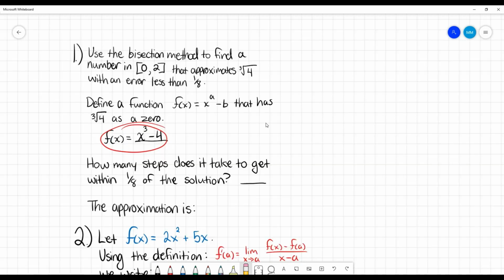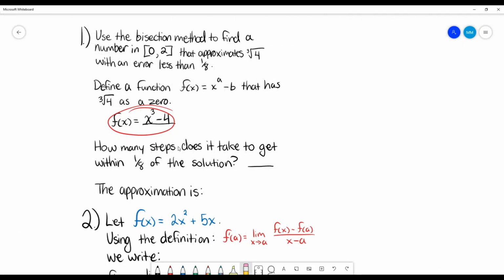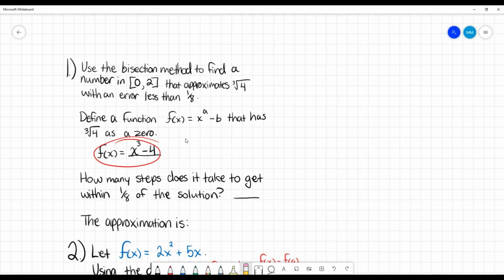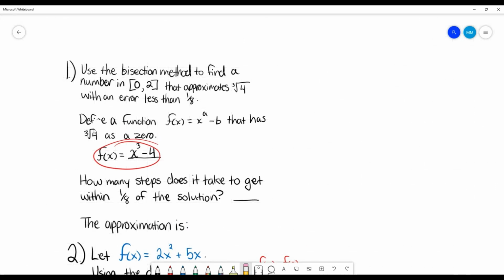The next thing we have to do, it asks us how many steps does it take to get within 1/8 of the solution. So we just came up with a function that has this x value, oh, that's the eraser. Whoops. That has this x value be the 0 of the function. That's where our root is. And now we want to take this function and use the bisection method to approximate our 0.